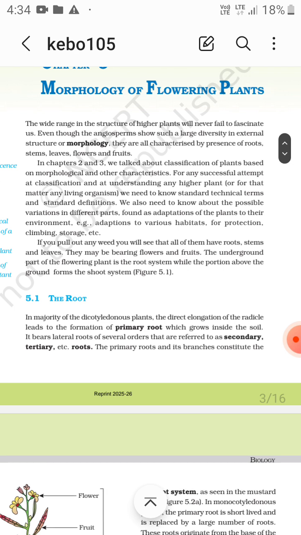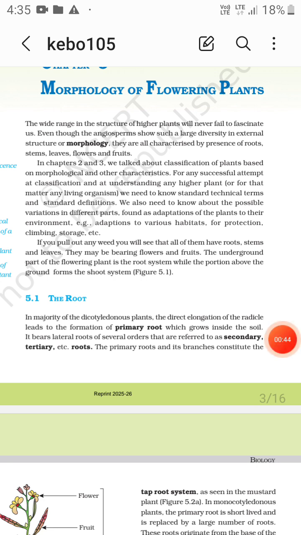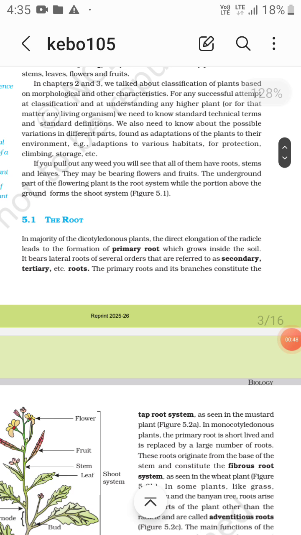Okay, the underground part of the flowering plant is the root system, while the portion above the ground forms the shoot system, right? All of them have roots, stems, and leaves. They may be bearing flowers and fruits, right? Now, talking about the root.